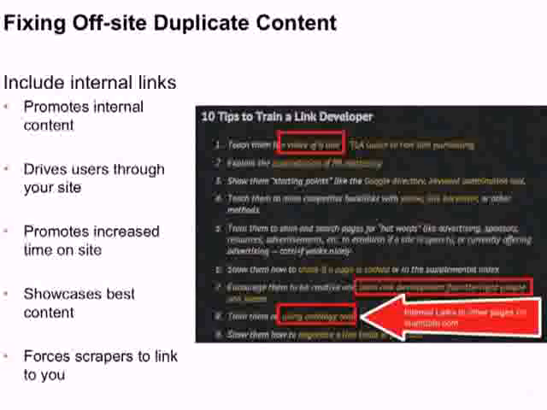It promotes increased time on site by leading them to other areas of your site as well. It's good internal linking, and it helps to showcase your best content. If you're always linking back to your best content, you have that in mind when you're writing, blogging. It forces those scrapers to link to you if they're republishing and including any links within the content that they scraped from your site. So include those internal links, at least a couple within every article, and this will help mitigate some of the offsite duplicate content issues as well.